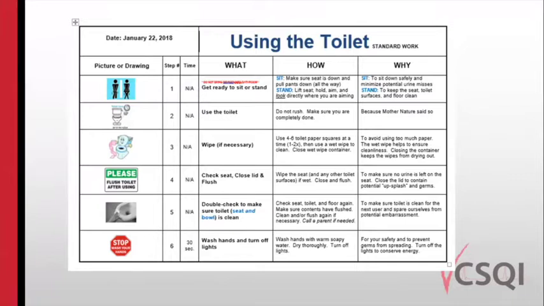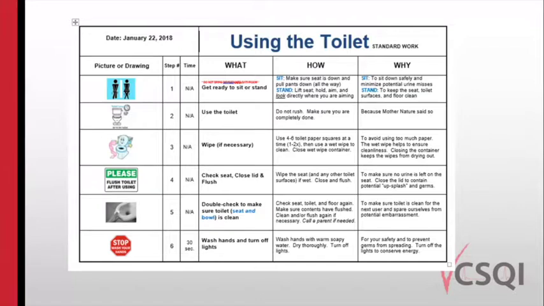You see that where it says stand, I put the words lift seat, hold, aim, and look directly where you are aiming. I realized I needed to italicize and underline the word look because I have small boys, and it became clear to me that they were looking elsewhere while they were doing their business. And so we can emphasize things like that in this document, and the why. I won't read through it, but it explains that cleanliness is important, and we want to minimize the potential of a mess.